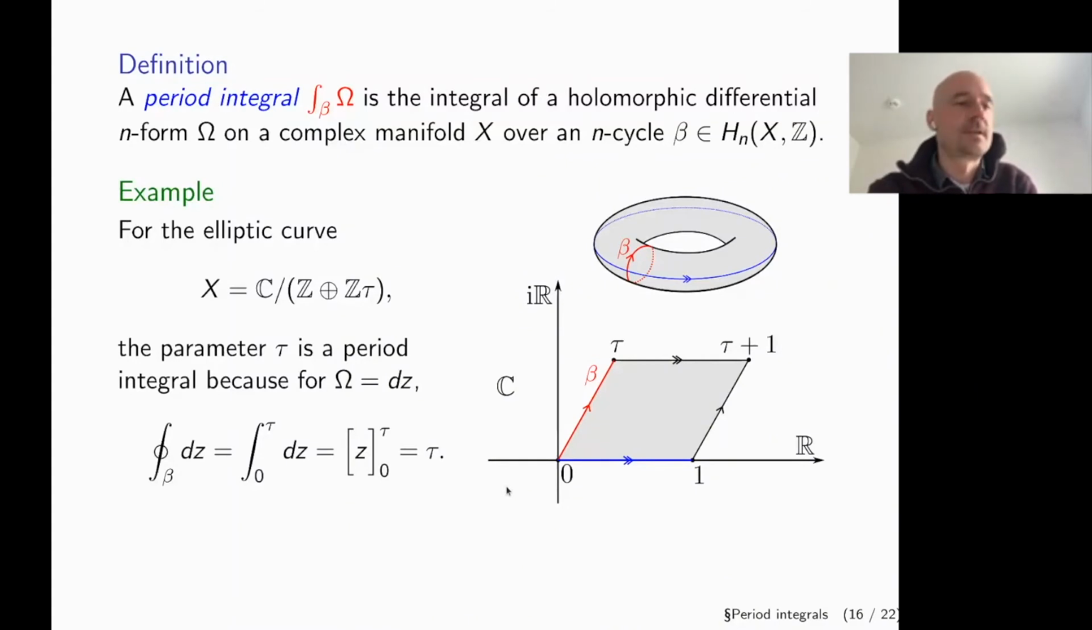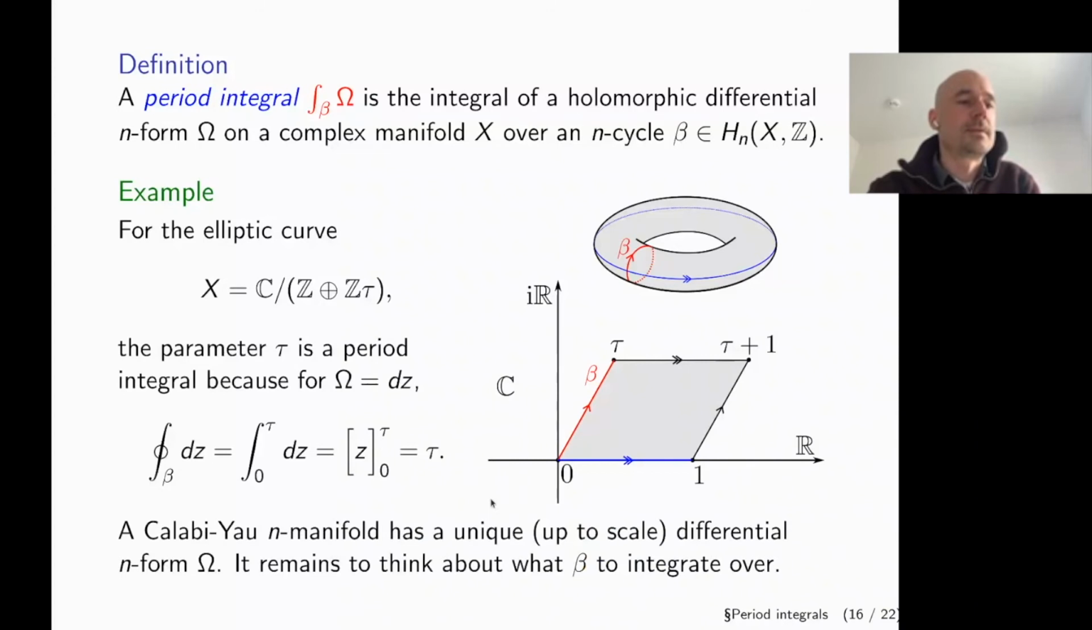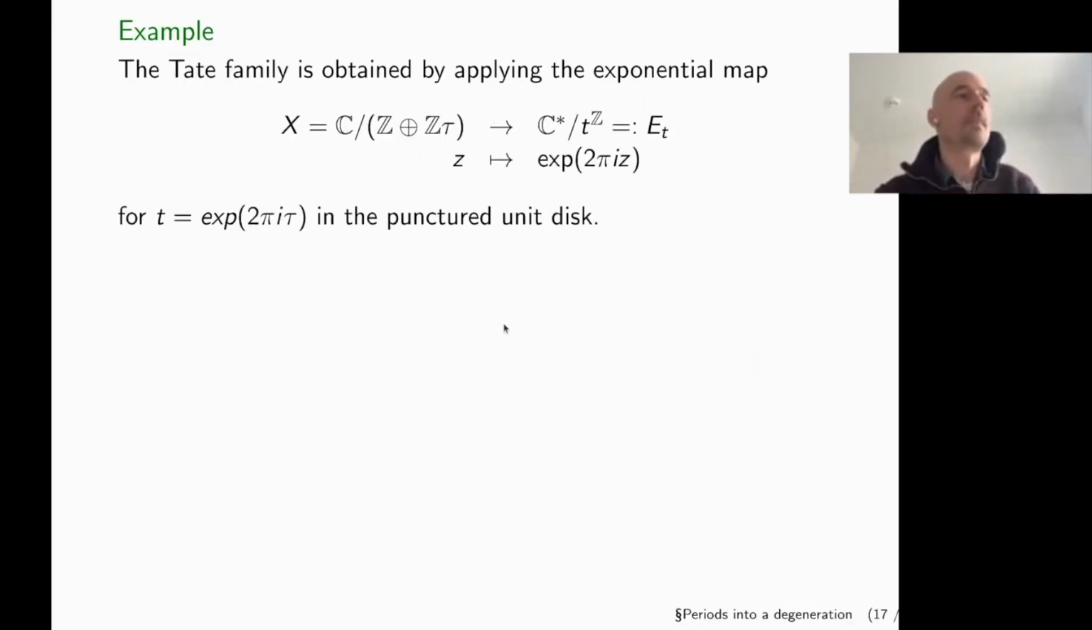And we want to generalize it and study more of those kinds of periods for other cycles. Yeah, that's what I said before. A Calabi-Yau manifold has a unique differential form, so we always know what form to integrate. And we've spent a lot of time already constructing cycles, so let's just do it. Integrate this natural form over all kinds of cycles that we've constructed.